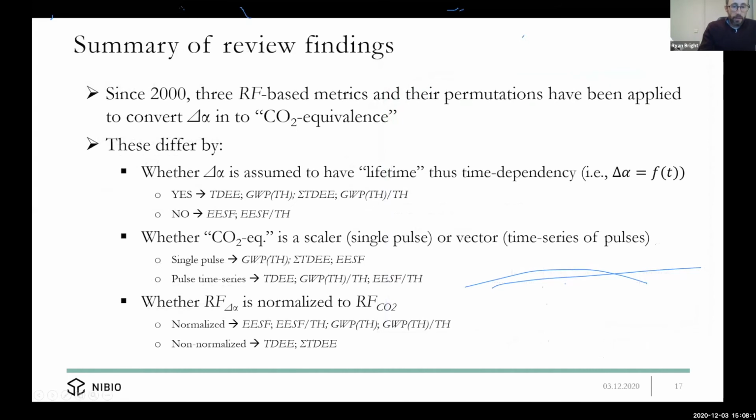So to summarize the findings of our review of 27 studies appearing since 2000, we can say that they differed fundamentally by whether the surface albedo was assumed to have a lifetime, which is kind of analogous to greenhouse gases in the atmosphere. In other words, whether they have a time dependency following the initial change or perturbation. They differed by whether CO2 equivalence was interpreted as a single pulse or a time series of pulses, and by whether surface albedo change forcing was normalized or not to the CO2 radiative forcing.